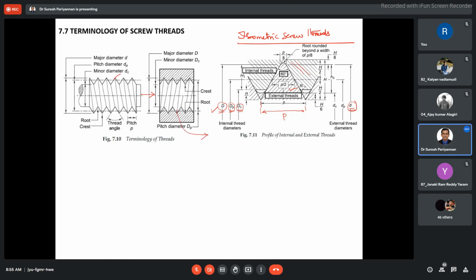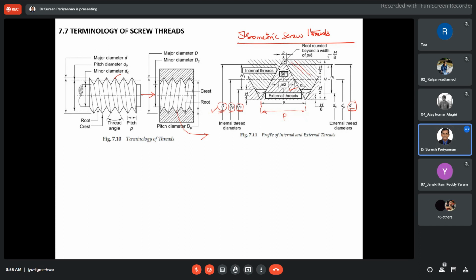I mean, the roots of the internal thread, and the crest of the external thread, should be flattened or curved. Then only we can avoid the stress concentration while tightening the nut and bolt. Even sharp corners will damage our internal threads. Suppose these are very sharp corners, then they may damage our internal threads also. Then it is very difficult to use the bolt and nut multiple times.